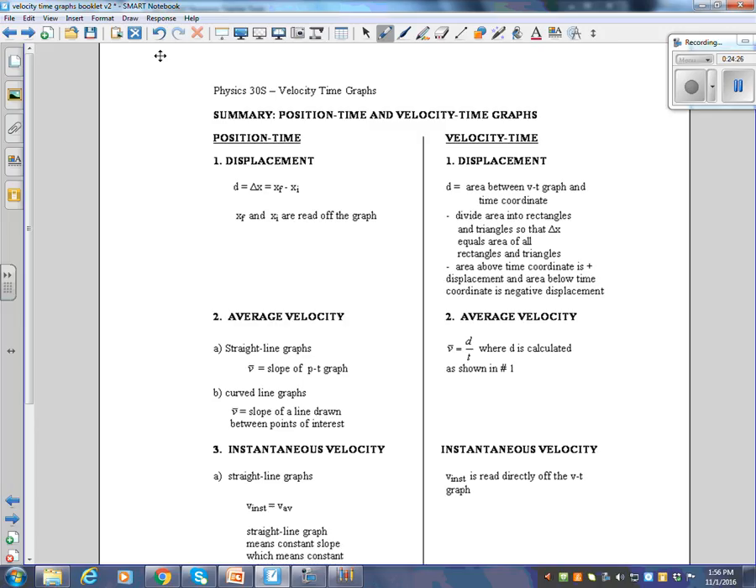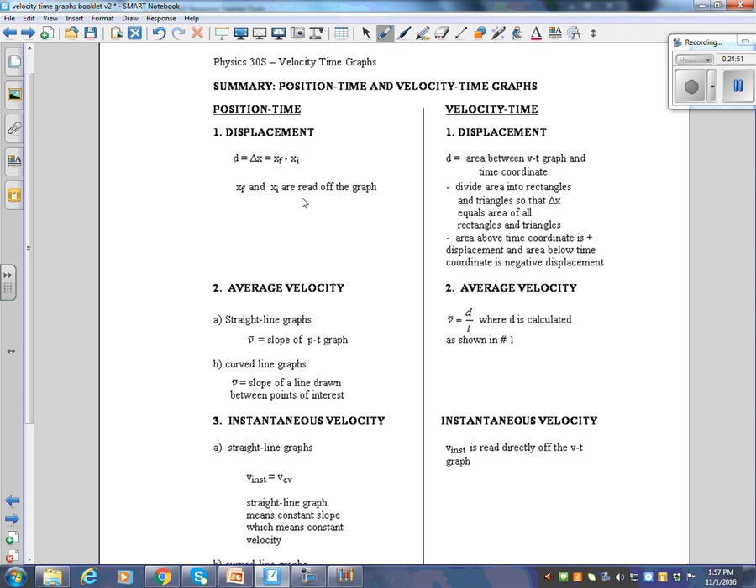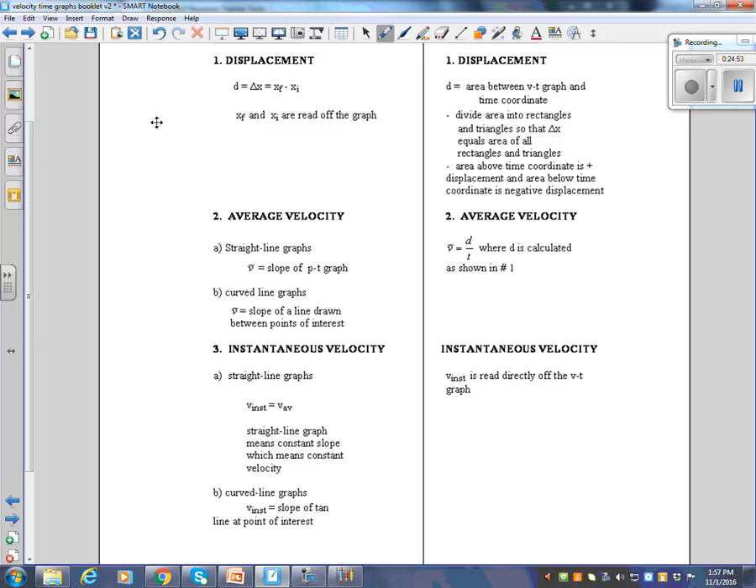Next 2 pages, the ones that say summary. There we go. Okay. Down the left-hand side, you will notice, think way back, we talked about position time graphs. If you have a position time graph and you are asked to find displacement, d or sometimes delta x, it is final minus initial, you just read it off the graph and subtract. If you were asked to find average velocity and it's a straight line, what do you do? You find the slope, and you might want to draw these little pictures on the side to help you.